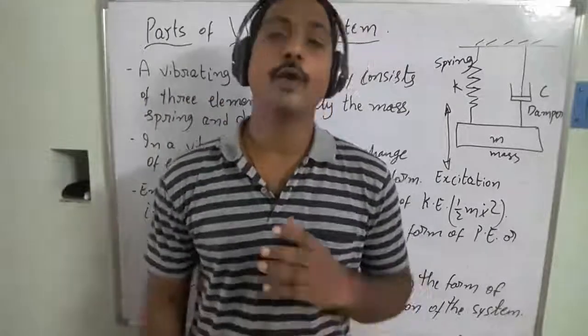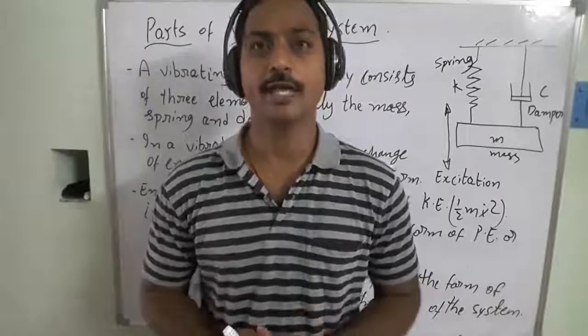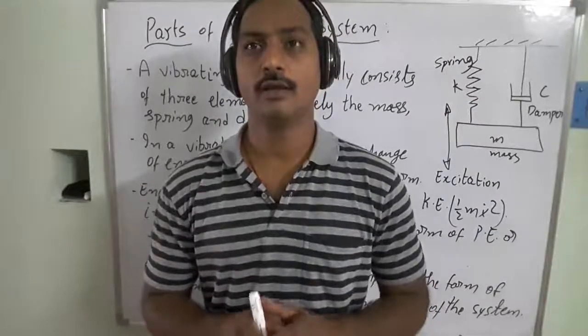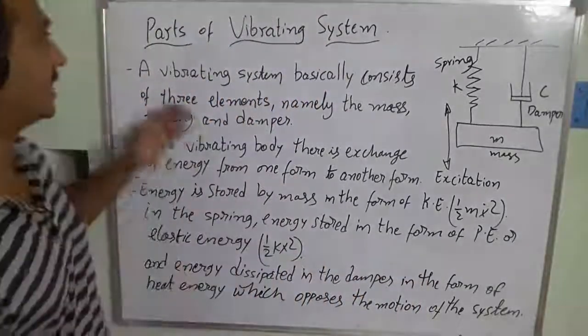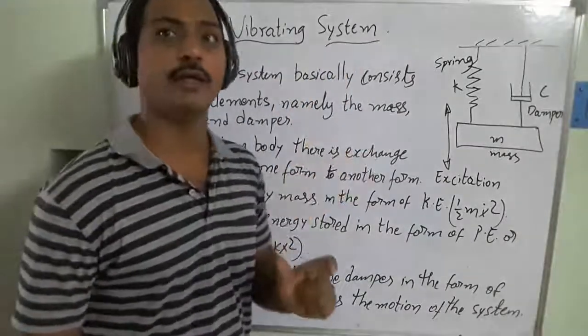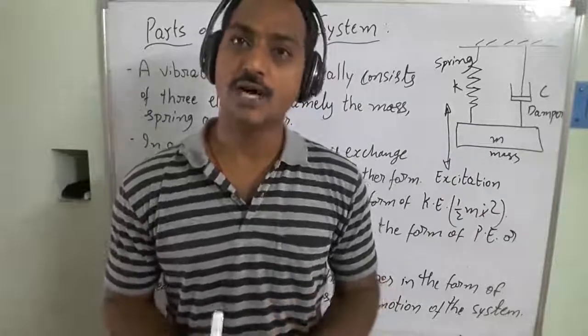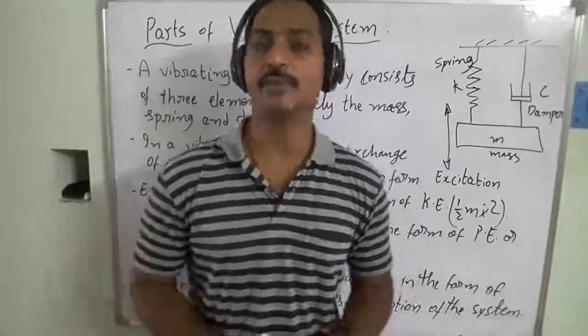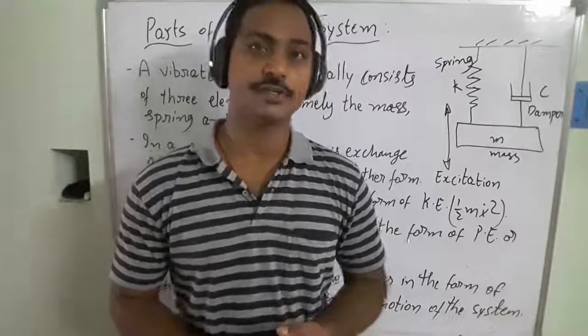In the last topic, we have seen the basics of the vibration system. In continuation, in this topic, we are going to learn the parts of a vibrating system. From the basics of vibrations, we understood that the basic cause for the vibrations of the system is the mass and spring, the inherent properties of the system, right?